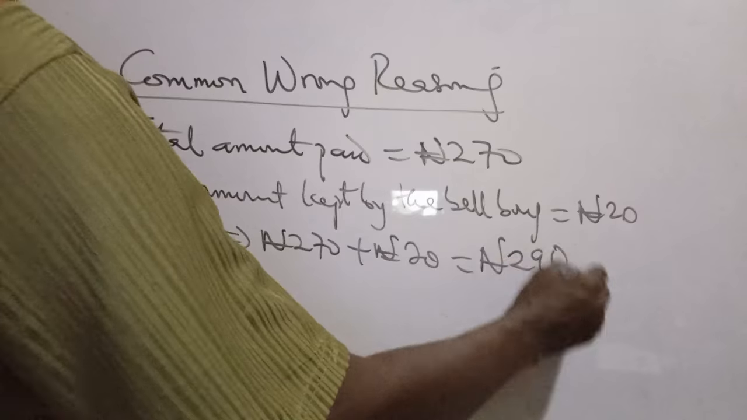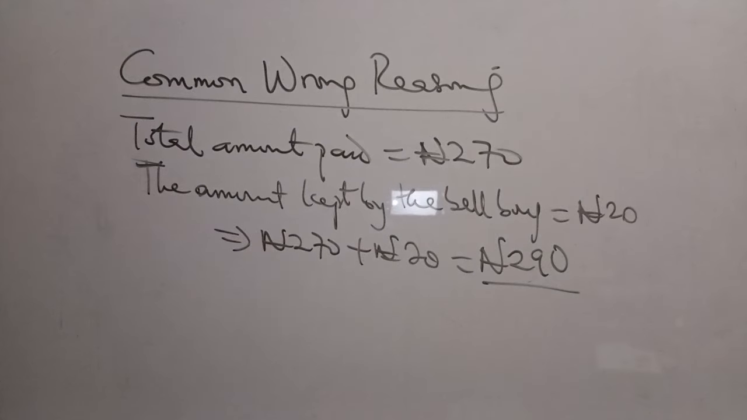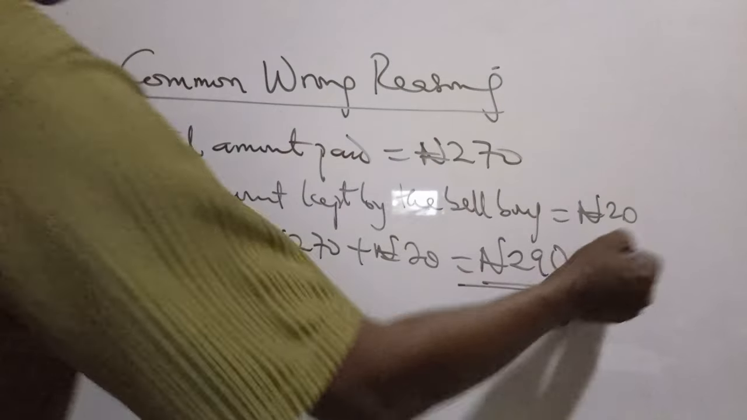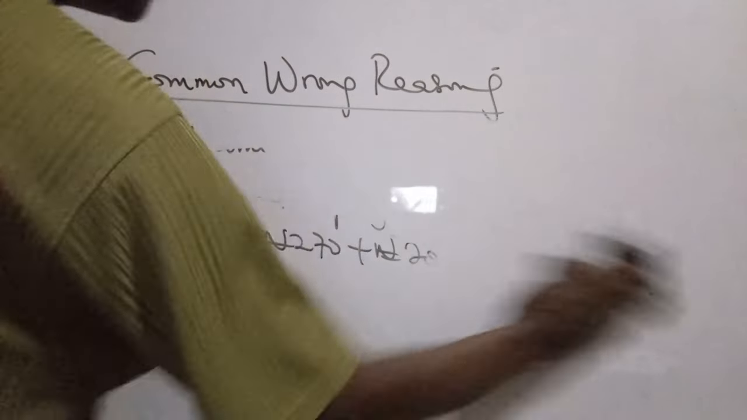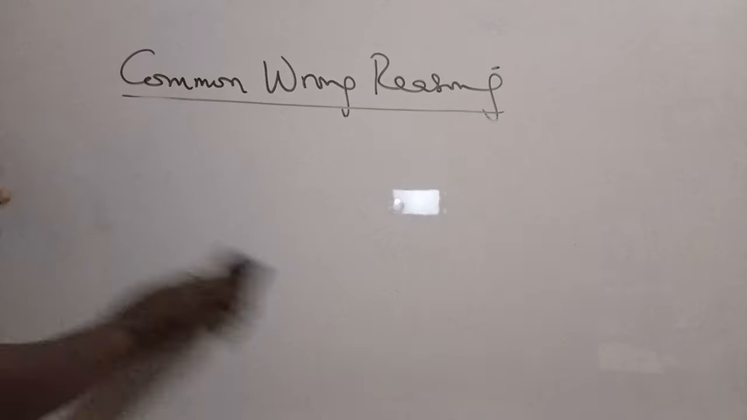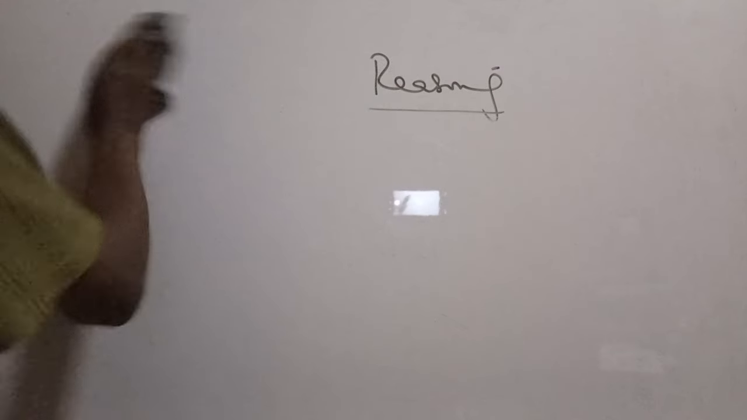So what happens to the remaining 10 naira? If you calculate this way, you are wrong. Yes, you are very wrong. Where you're supposed to subtract, you have added. Now the truth is this. How do we go about it? Now, the correct reasoning. Let's look at the correct reasoning, the critical reasoning.